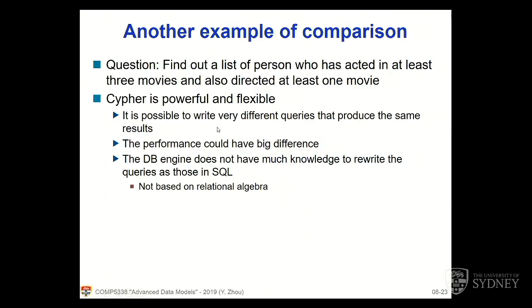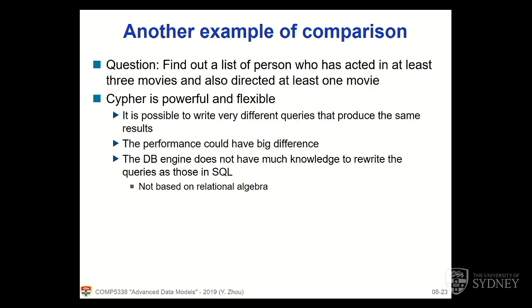We show you these comparisons to give you an idea that Cypher is very powerful and flexible. The implication is that it's possible to write very different queries that produce the same result, depending on how you interpret the steps. Because when you write a query, it's like your query is mimicking your mindset, how you think the server should answer, like find things.